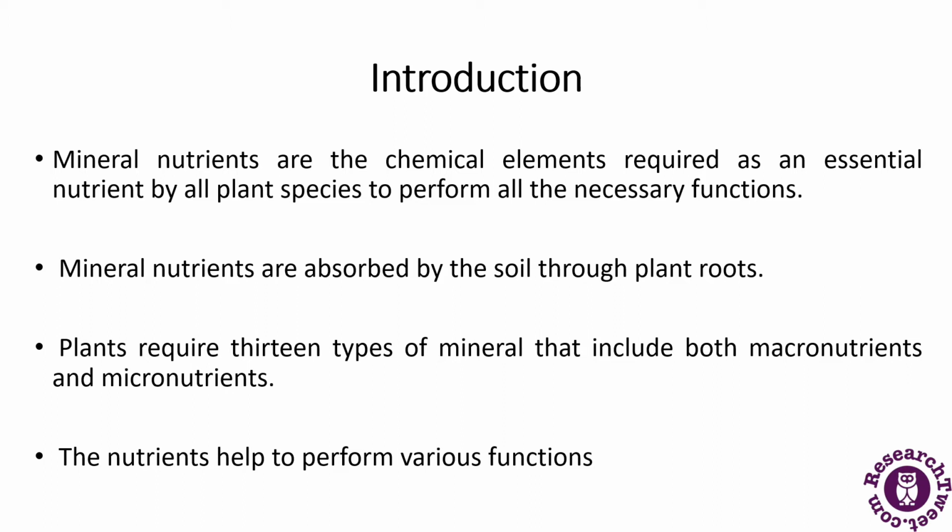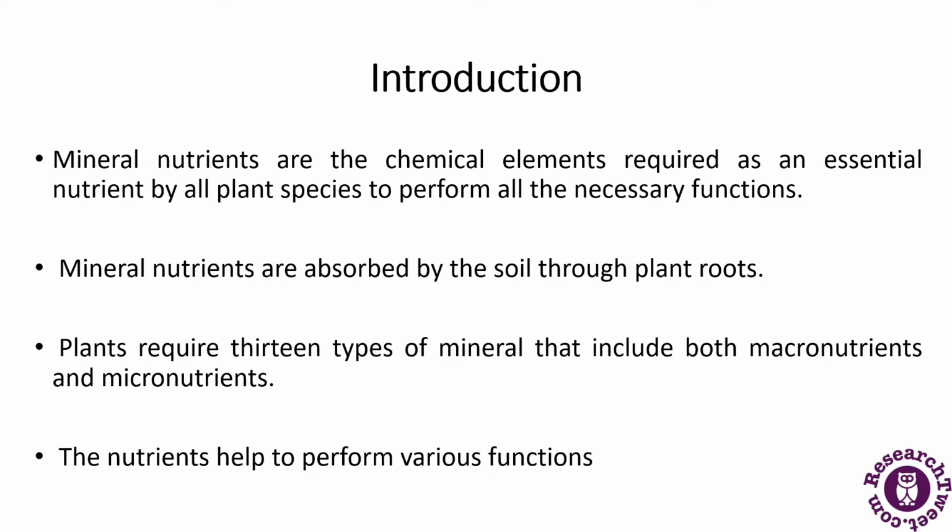So plants require 13 types of minerals, and that includes both the macronutrients and the micronutrients. The nutrients help to perform the various functions. Macronutrients are those that are present in large amounts in the plants, and micronutrients are those that are present in very low quantity. Macro also plays a major role in plant growth and development. Micro also plays a role, but not as much as compared to the macronutrients.